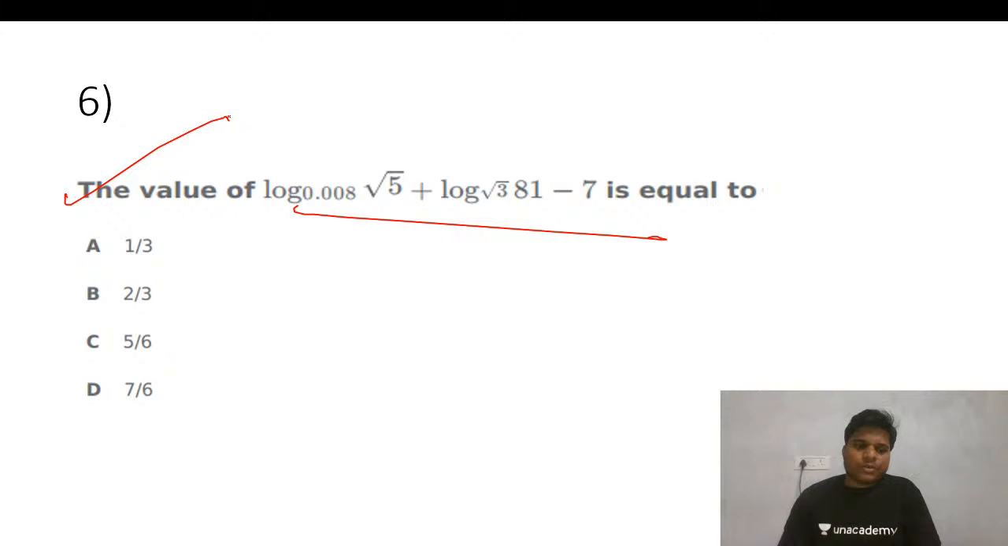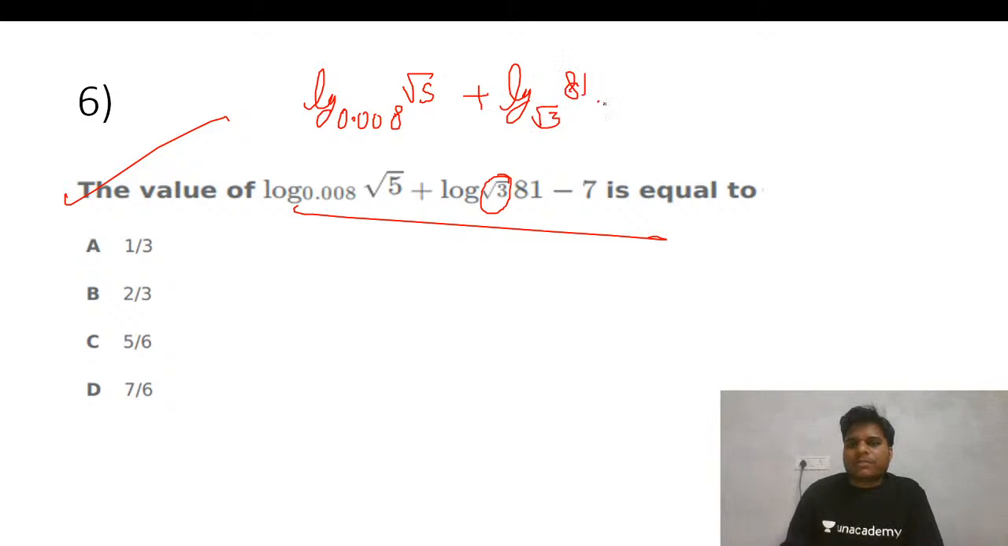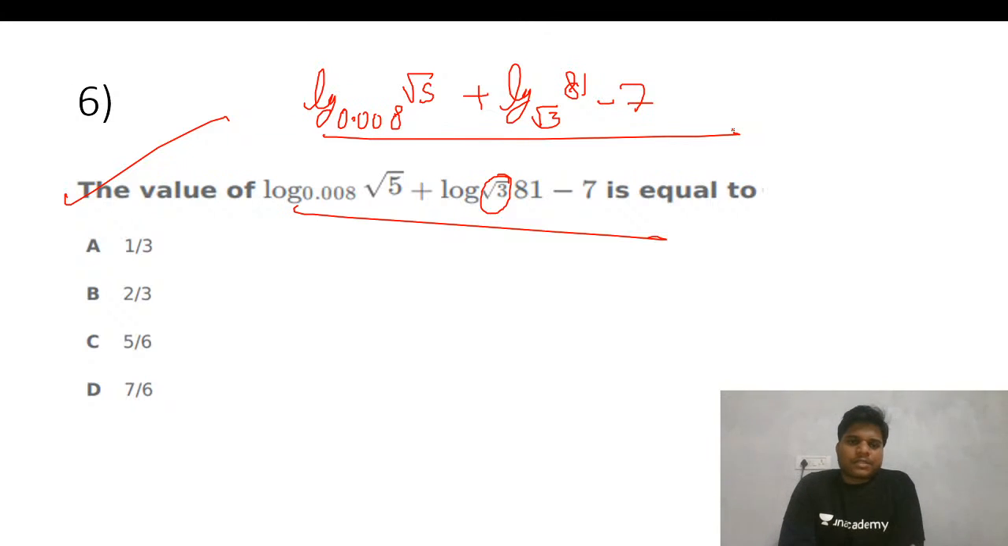The value of this is equal to, I hope this is your base. Let me write log base 1 by root 5 of something plus log 81 base root 3 minus 1 minus 7. This is the expression. This is also from a previous CAT, I think 2019 maybe. Anyone got the answer for this? Same way we will solve this question.